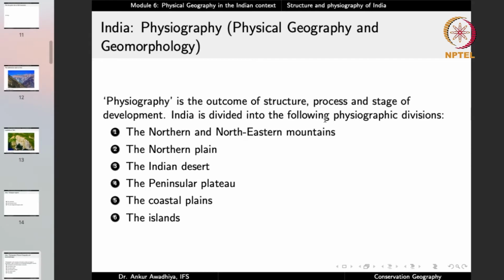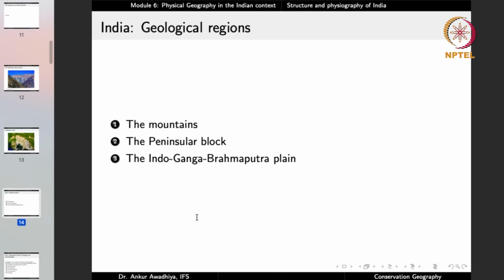So, in this context, India is divided into 6 physiographic divisions: the northern and northeastern mountains, the northern plain, the Indian desert, the peninsular plateau, the coastal plains, and the islands. Now, these are 6 physiographical divisions, but we have only 3 geological divisions. Now, when we talk about geology, we are more interested in what kinds of rocks and what kinds of materials are these areas made of.